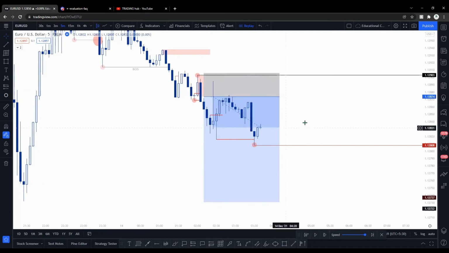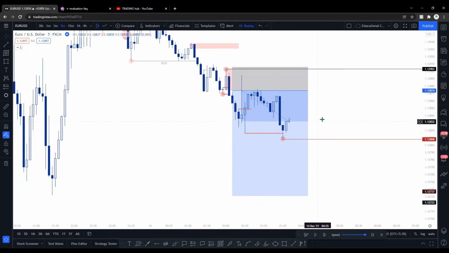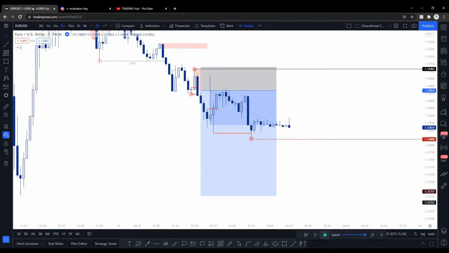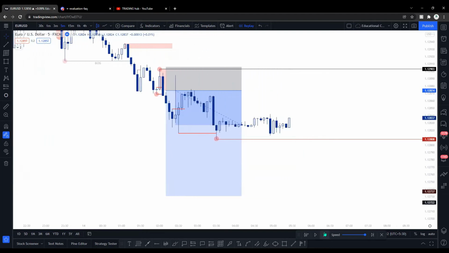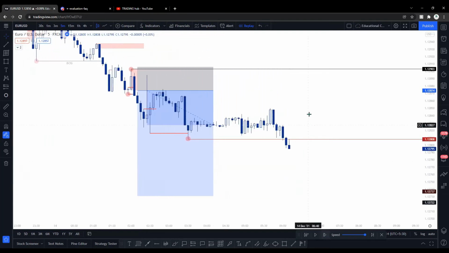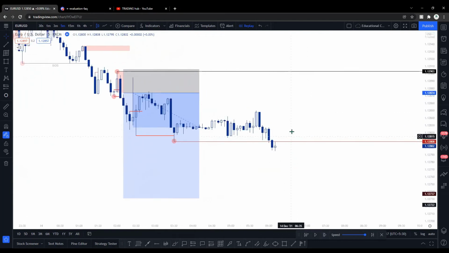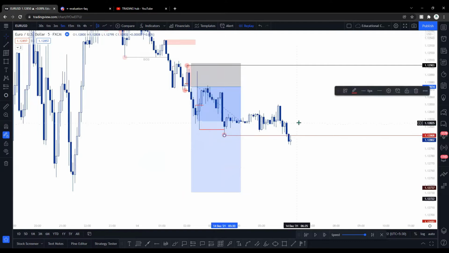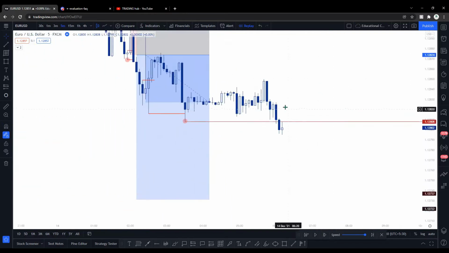Our target will continue and the trade will continue, and we would like to wait for the confirmation before another position. Now you can see exactly here the market broke this low and closed below it. So this becomes our next order block, which is here.